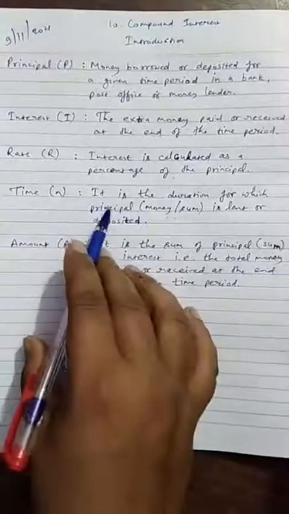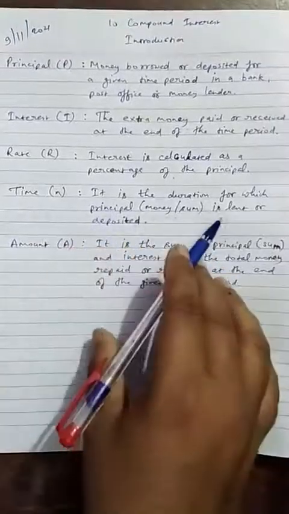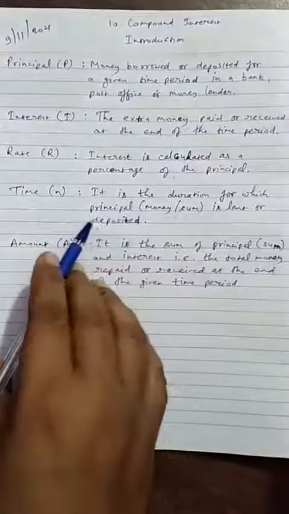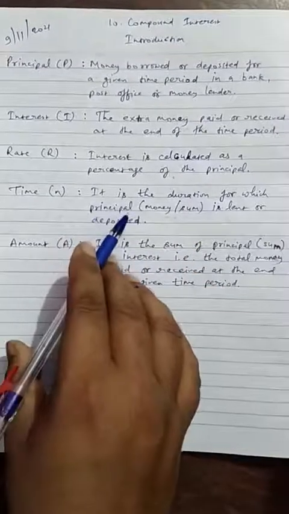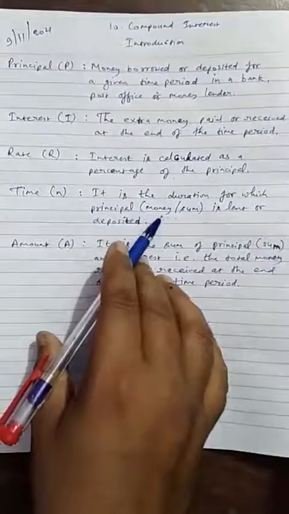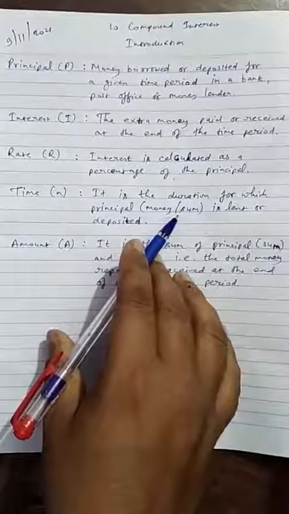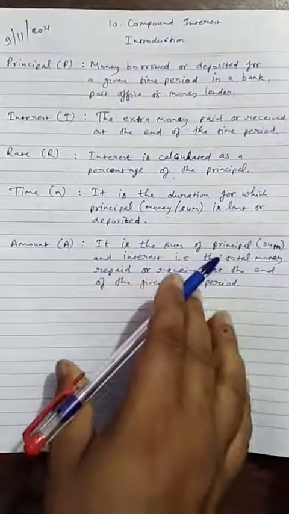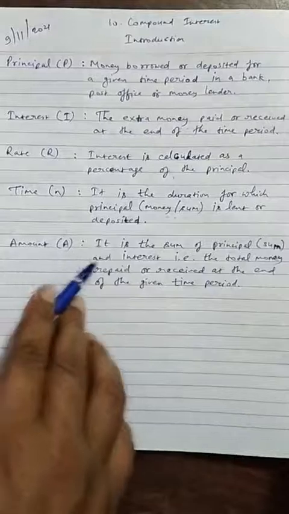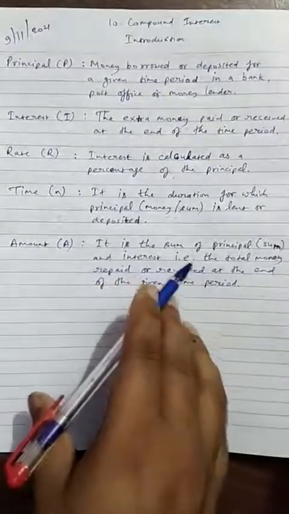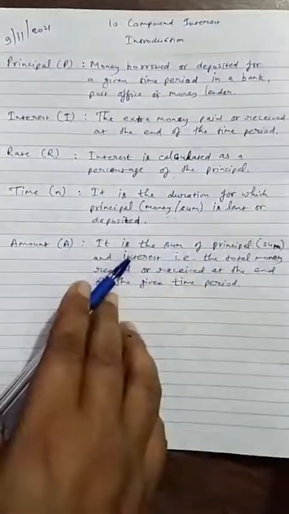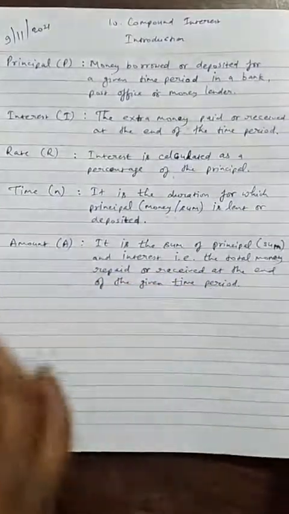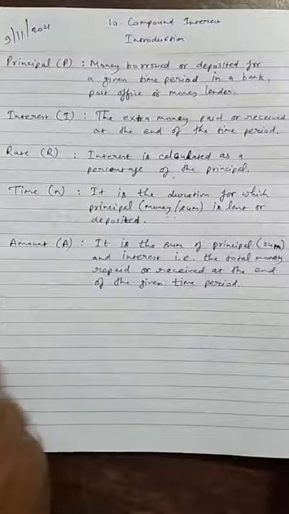Next is time. Time is the duration for which principal is lent or deposited. Principal is also written as money or sum in some of the questions. Lastly, we have amount. Amount is the sum of principal, that is sum, and interest, that is P plus I. That is the total money repaid or received at the end of the given time period.